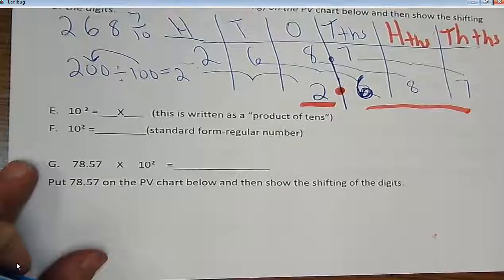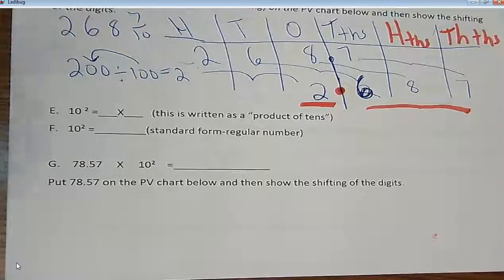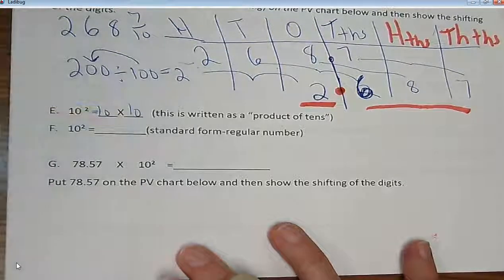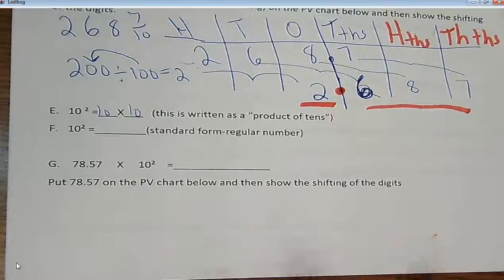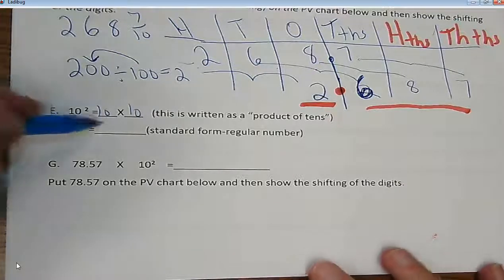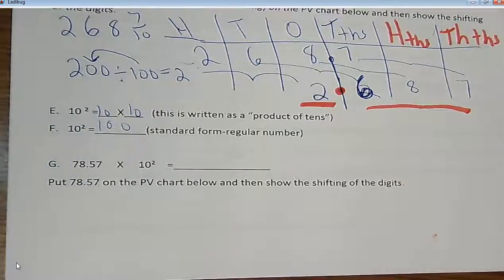All right. For E, 10 squared is 10 times 10. And 10 times 10 is 100. Not 20. 10 times 10 is 100.